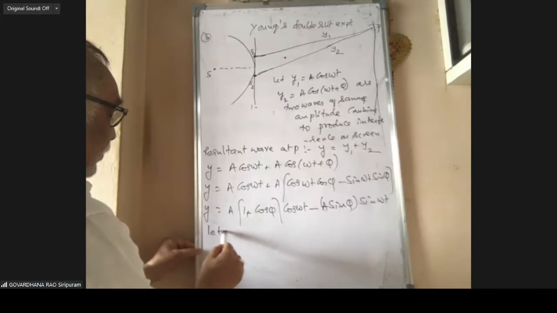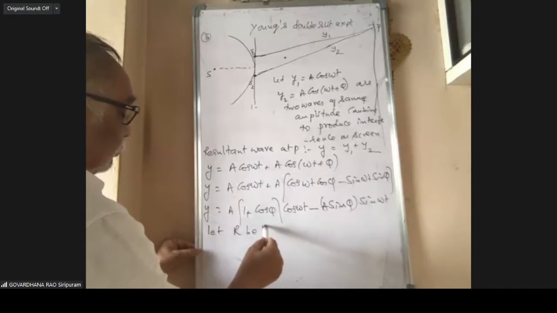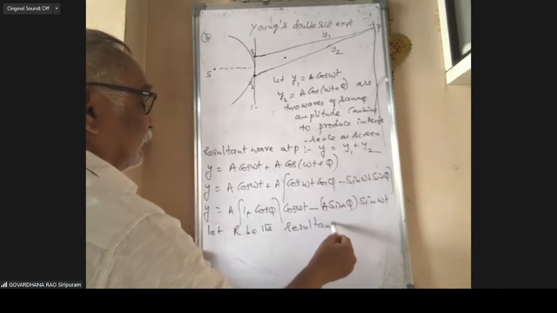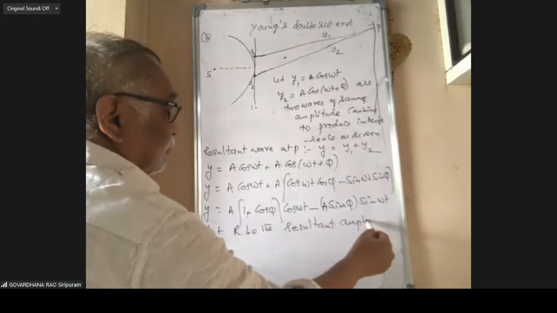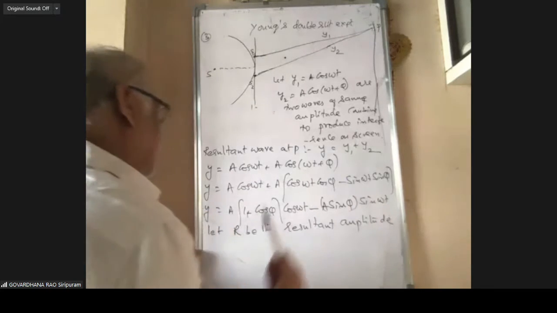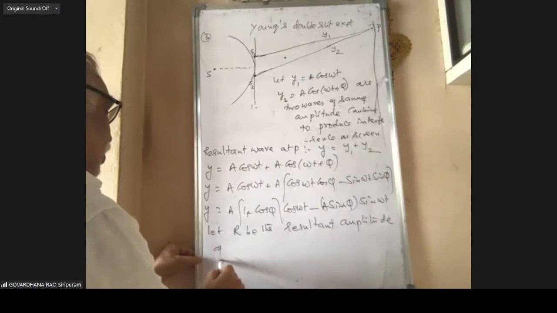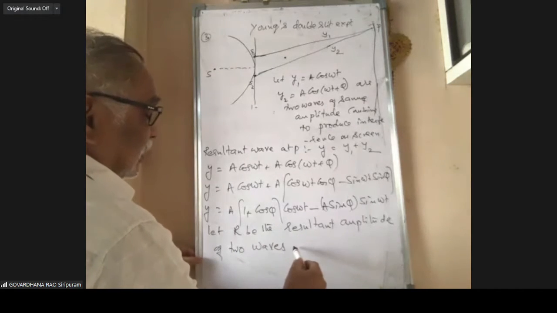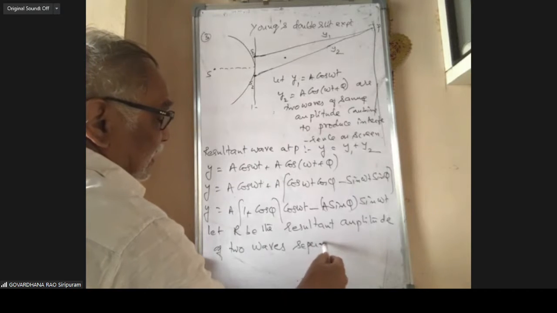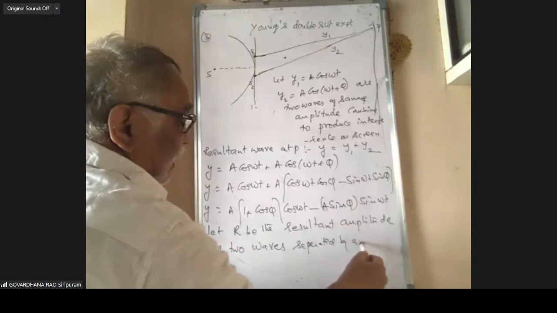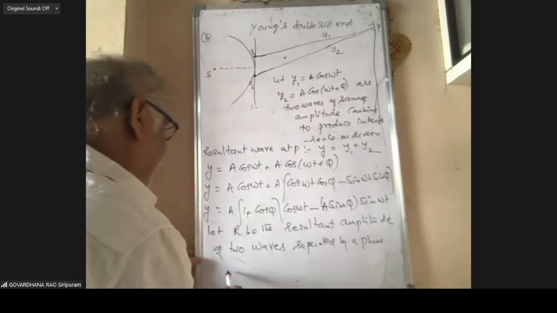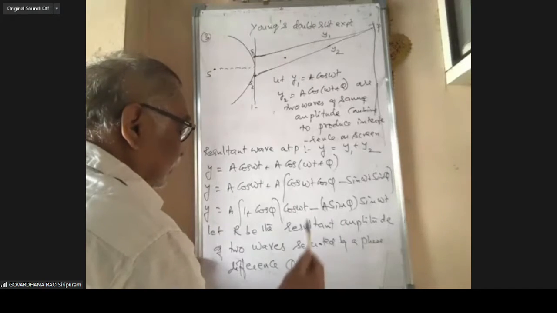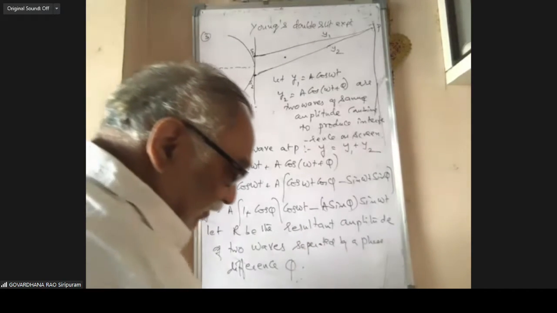Let R be the resultant amplitude of two waves separated by a phase difference phi.